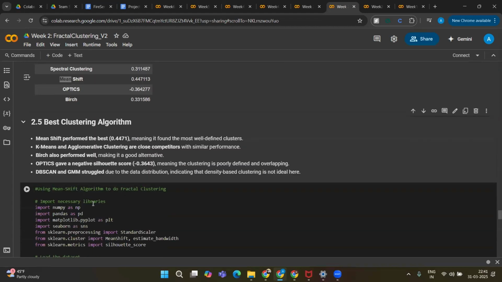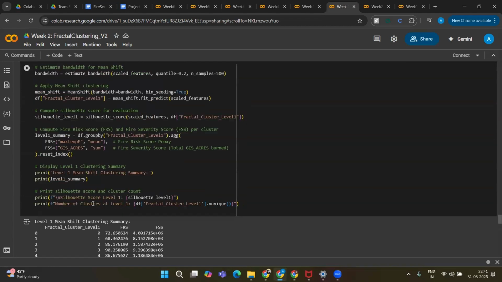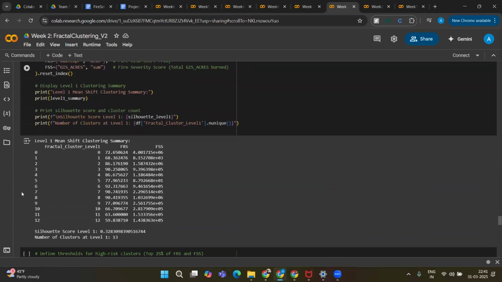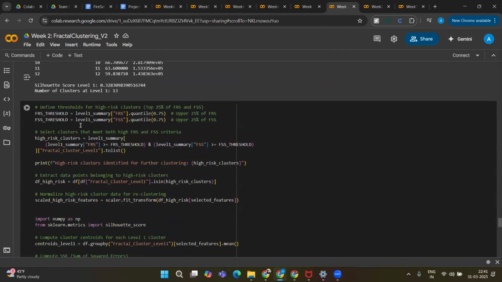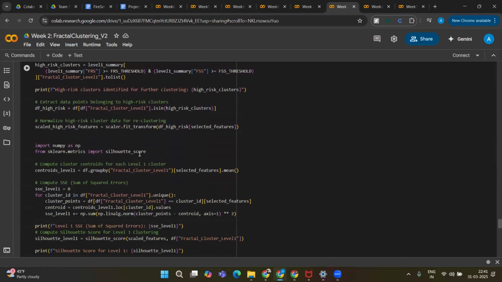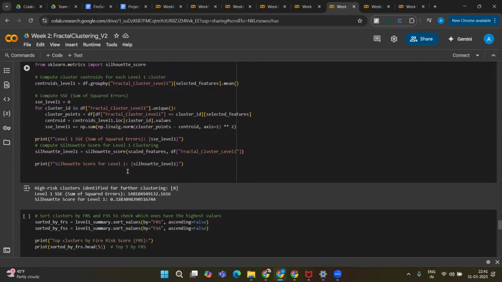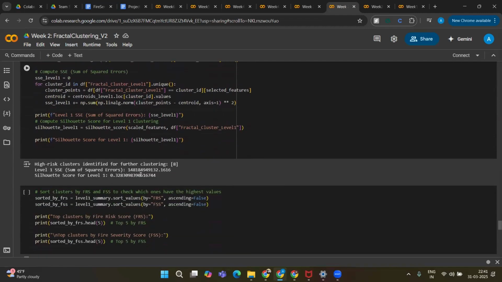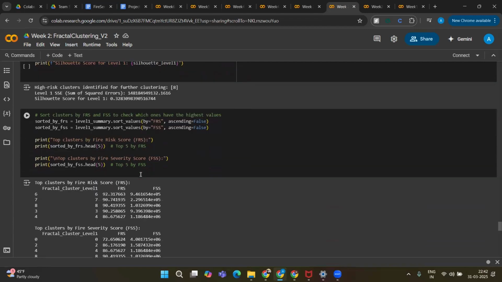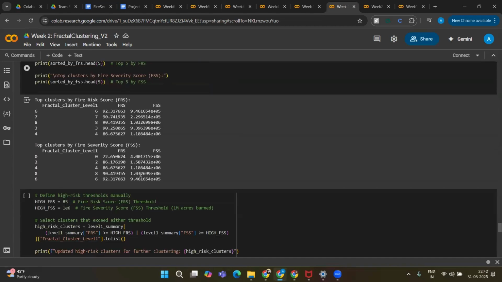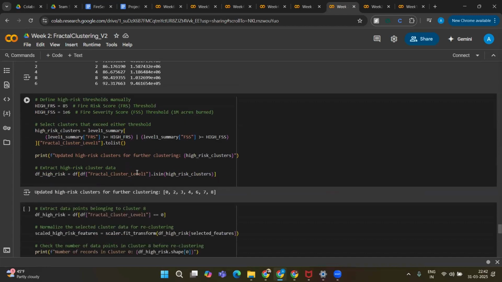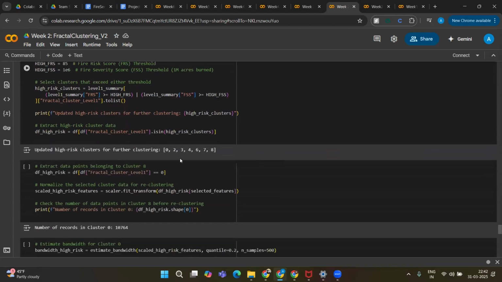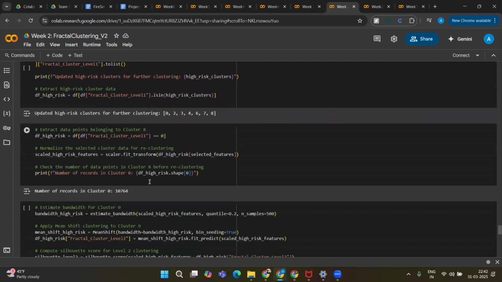And then we applied mean shift to do the fractal clustering. So this is the level 1 mean shift clustering, and then the number of clusters we got here, and then FRS, FSS, we did all of this. And then these are all the scores, SSE and the silhouette score. And then we just check the high risk clusters, whatever are there, in which clusters they are there. And then out of that, we chose cluster 0.